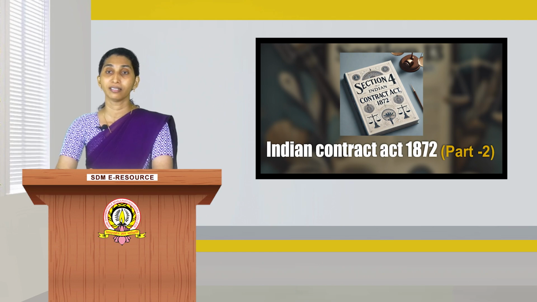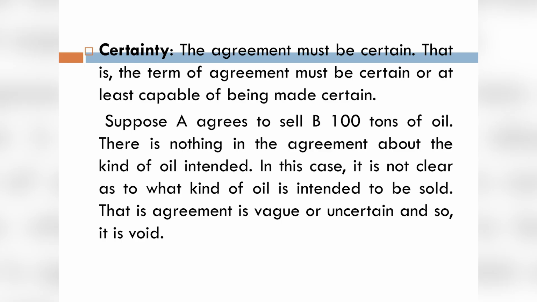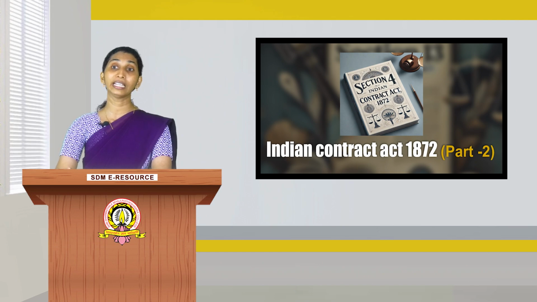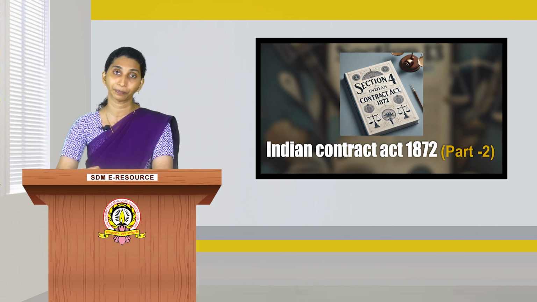The 8th one is certainty. What is certainty? The agreement must be certain. That is, the terms of the agreement must be certain or at least capable of being made certain. Suppose A agrees to sell B 100 tons of oil. There is nothing in the agreement about the kind of oil which is intended. In this case, it is not clear what kind of oil is intended to be sold. That is, the agreement is vague or uncertain and so it is void.